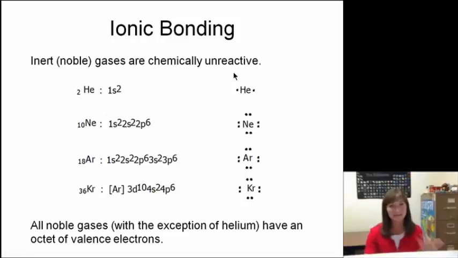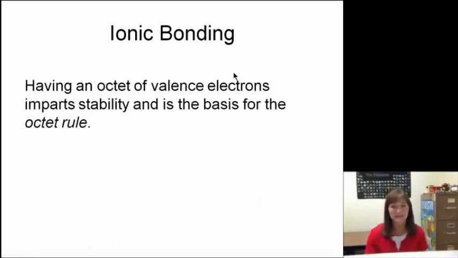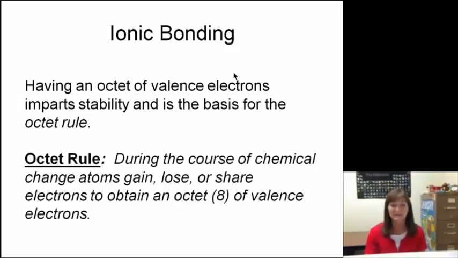So there is something special in nature about having an octet of valence electrons. Having an octet of valence electrons imparts a stability and is the basis of what we call the octet rule. So the octet rule is defined as during the course of a chemical change, atoms are either going to gain, lose, or share electrons to obtain an octet of valence electrons.